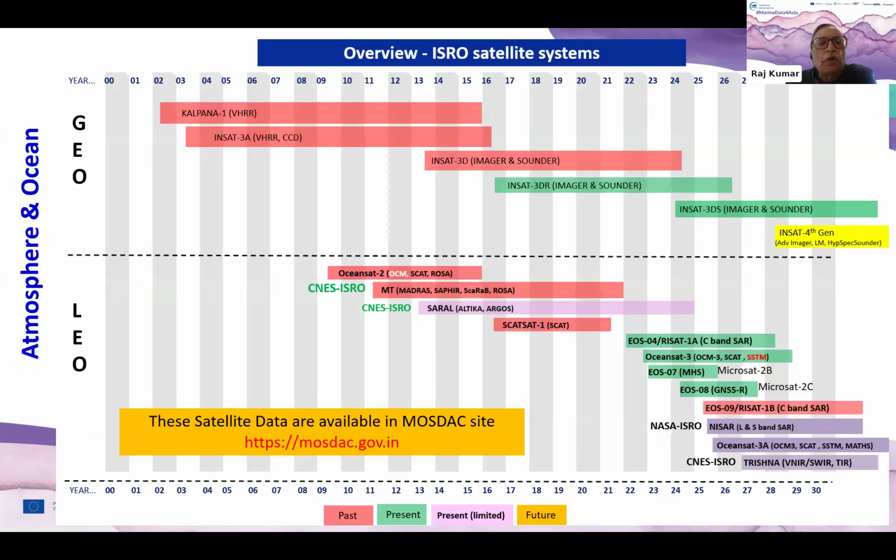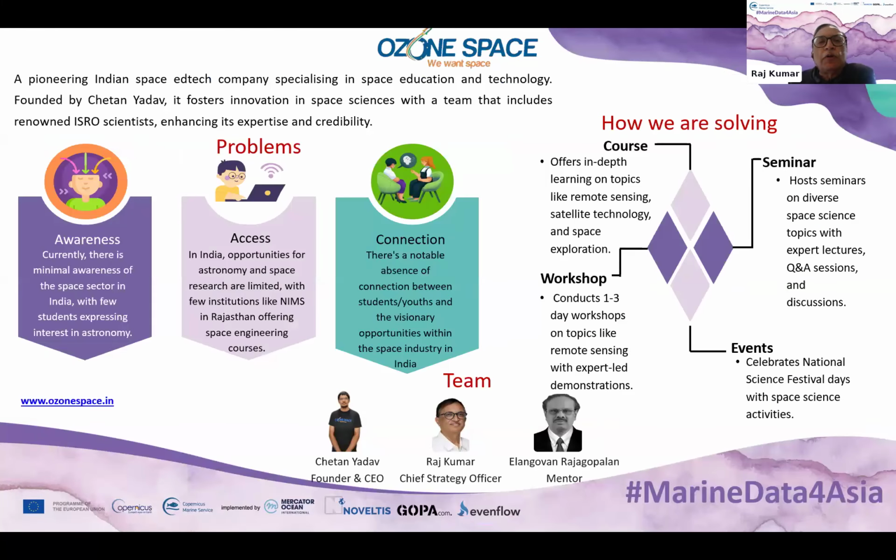Many satellites are there. I will not talk about each of them, you can see all those things later on also. This data is mostly available on the site mosdac.gov.in. All these data, some of the evaluated products, one can get from there. So this is just a very brief introduction of the organization which I worked for, for 40 years, the Space Application Center, Indian Space Research Organization.